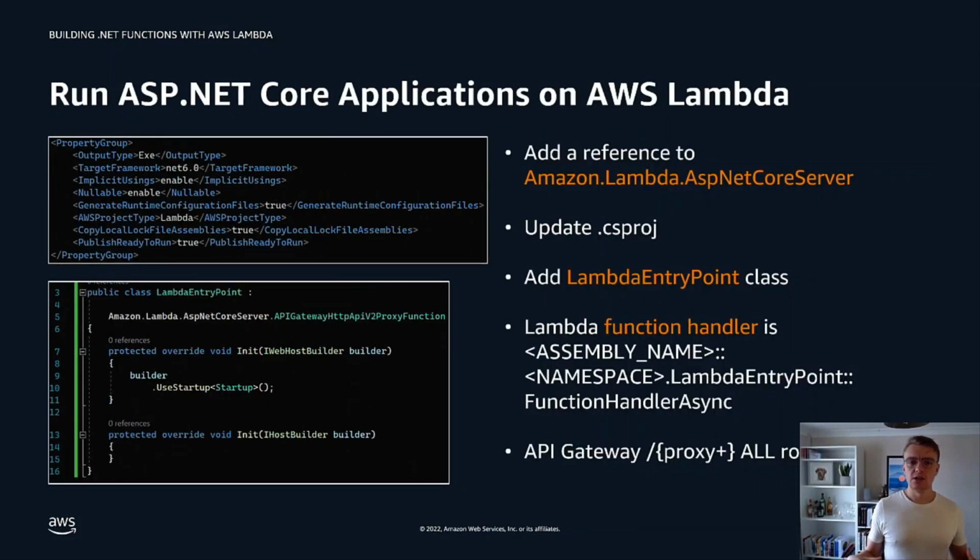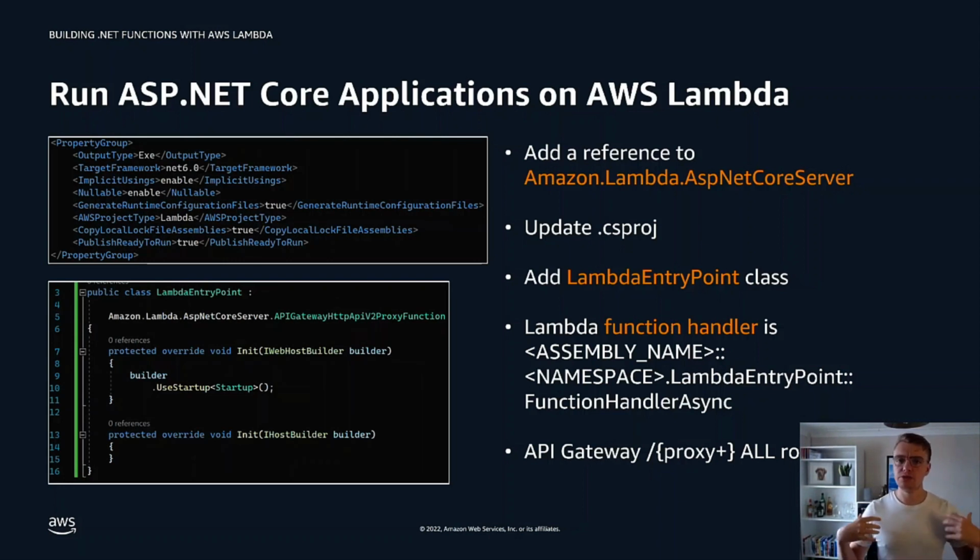To do this, there's a couple of additional things that we need to add. Remember, we're not changing the existing code, we're just adding some additional things. The first is a reference to the Amazon Lambda ASP.NET Core Server package. That package makes it really easy to then run your API behind either API Gateway or an application load balancer. The second thing you need to do is potentially make a slight update to your project file.